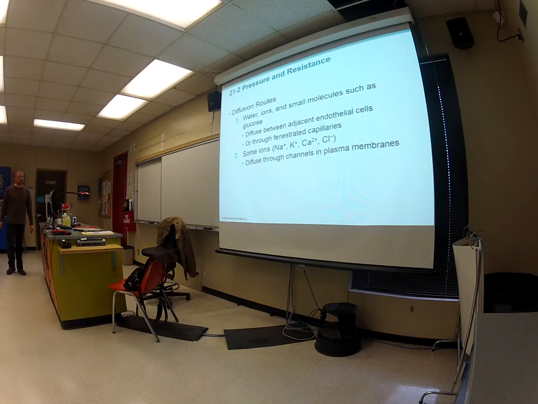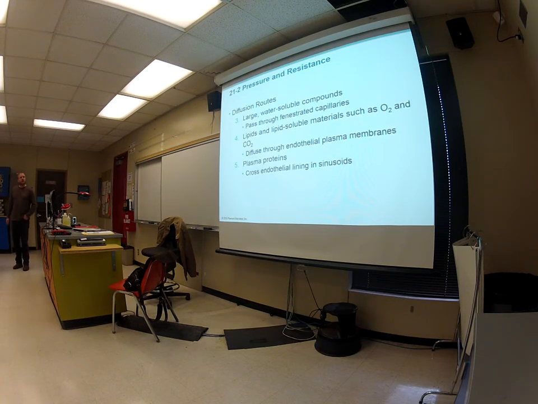Some ions diffuse through channels in the plasma membrane. Large water-soluble compounds pass through fenestrations. Lipids and lipid-soluble materials such as O2 and CO2 diffuse through the endothelial plasma membranes, and then plasma proteins cross the endothelial lining in sinusoids. Not the biggest ones, but some of them do pass through that. If you remember right, sinusoids were pretty leaky.